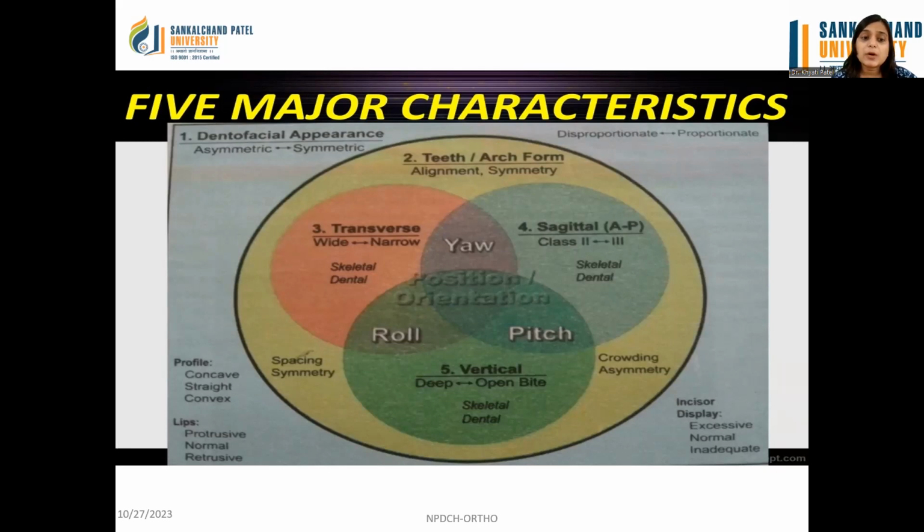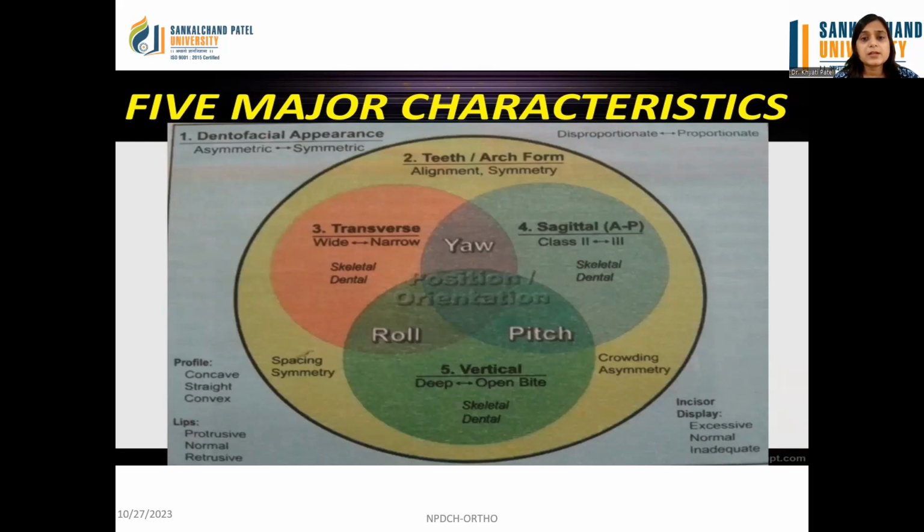Now, when we talk about the profile, you have to check whether the patient's profile is concave, convex or straight. Then you need to check the patient's lips, which are protrusive, normal or intrusive. And after that, you need to check the incisor display, which is excessive, normal or inadequate. So this first part, dentofacial appearance, we have to check extraorally, and it is very important while describing the malocclusion. It also shows all the soft tissue relationships of the patient's face.